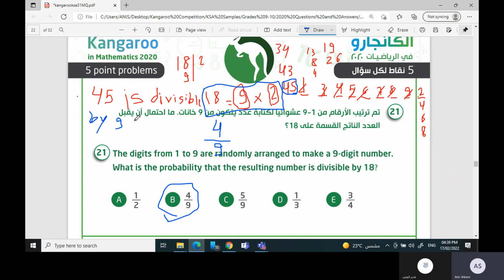So in all cases of arrangement, the number will be divisible by 9, so I can skip this step and I must focus on 2. So how many cases do I have? I have 4 cases, so it's 4 over all the cases. So I need 4 cases out of the 9 cases, so it's 4 over 9 simply. So this is my choice: the correct cases over all cases.